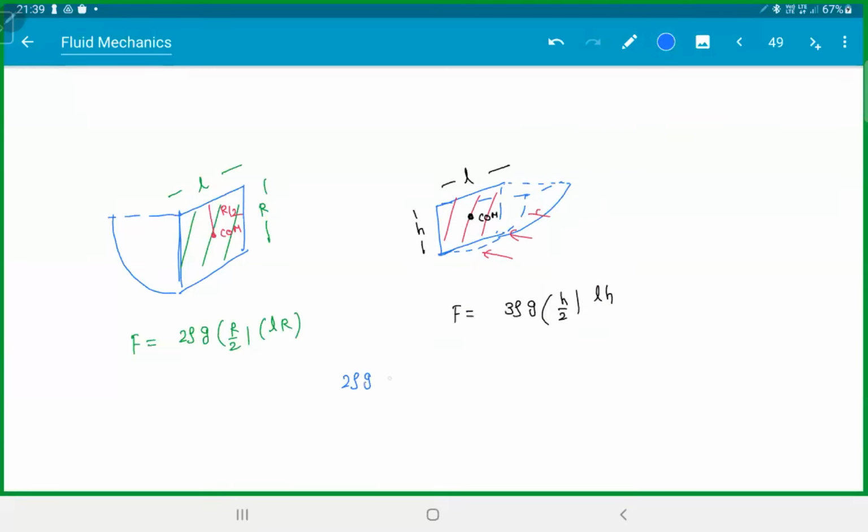2 rho g R square L by 2 equals 3 rho g L H square by 2. So H is equal to root of 2 by 3 into R. Check it out. That's your answer.